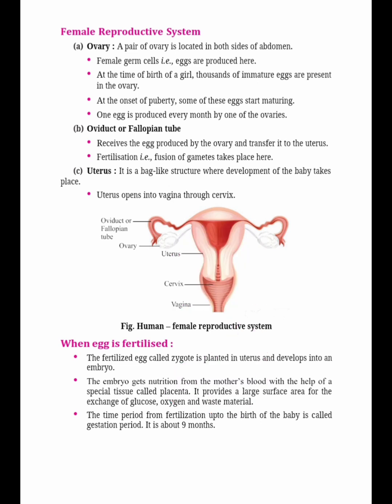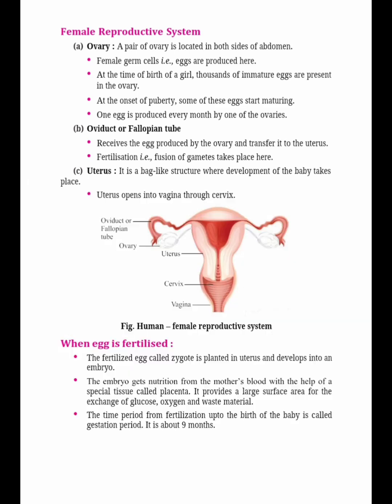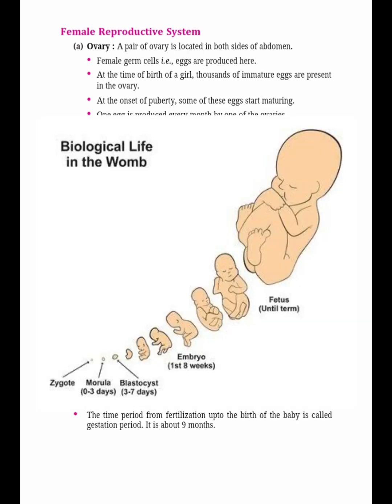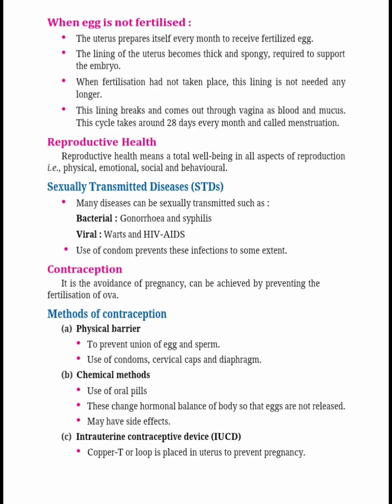The time period from the fertilization up to the birth of the baby is called gestation period. In human beings, gestation period is 9 months. After fertilization, zygote is formed and this zygote will convert into embryo and embryo is converted into fetus. The fetus is not the complete development of the child, that is called fetus, and after 9 months the fetus will develop into baby.